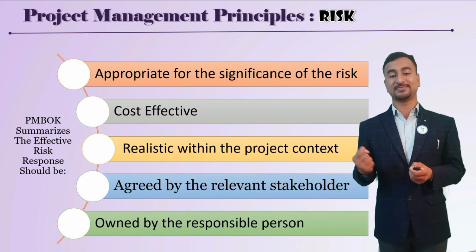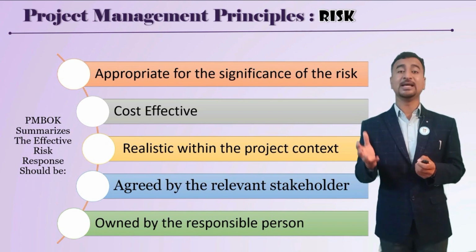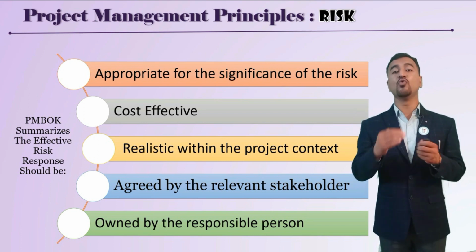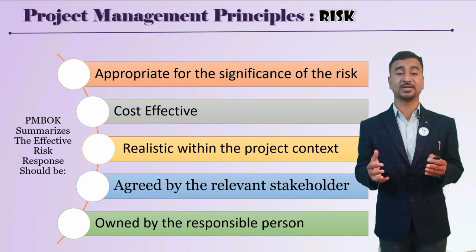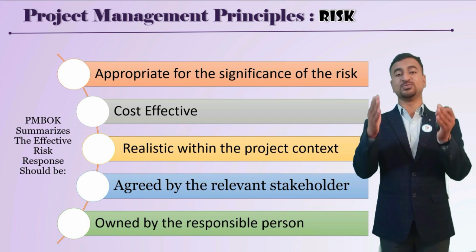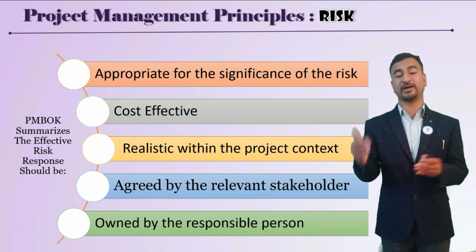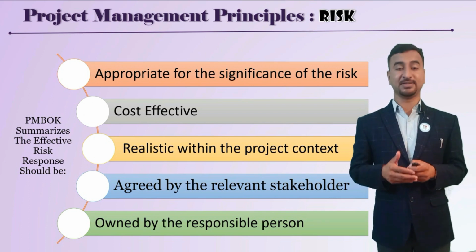And finally, there should be ownership by a responsible person for risk actioning, that is, if the risk occurs, who is responsible? Like the CRO, chief risk officer, in some organizations. In the project also, there is some person who owns that particular risk and monitors the risk register, and if the risk triggers, then that person implements the risk response strategy accordingly.